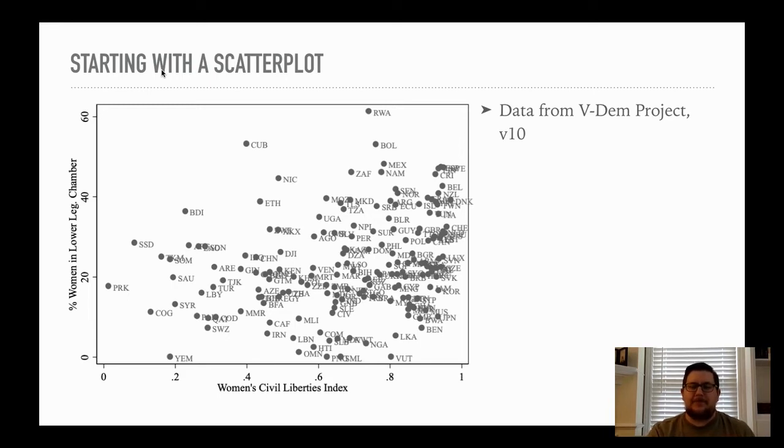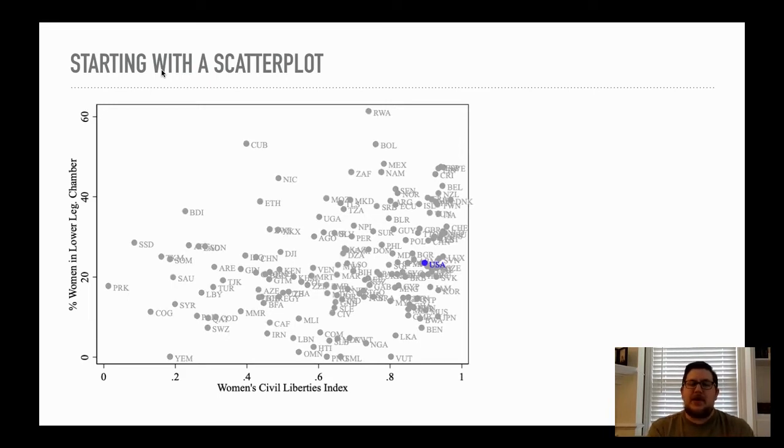Now, there's the U.S. Just wanted to single it out so you can get some gauge of where the U.S. falls. We're slightly above 20% in terms of representation in the U.S. House. And of course, we're right around 0.9 on the Women's Civil Liberties Index. Few countries are above us. No country's a perfect one on this, even though it's rescaled. Denmark, you can see there as DNK, is pretty high up there.